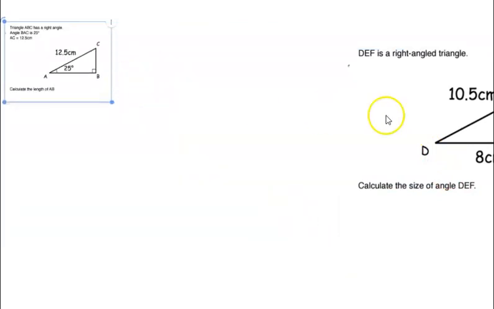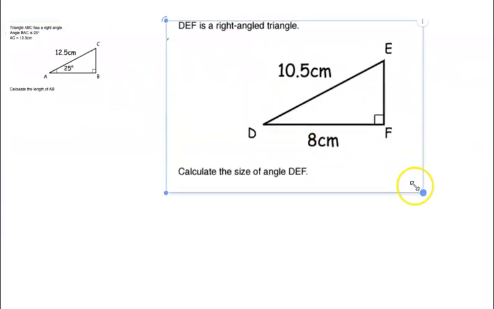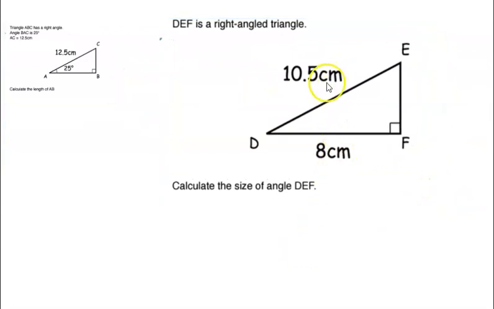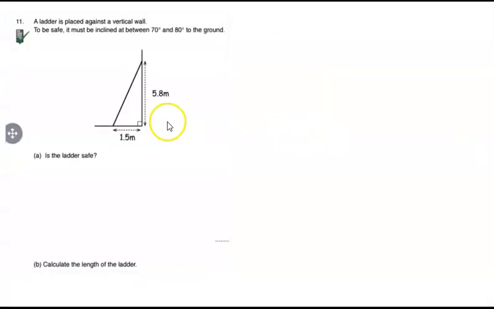Let me move that to the side. I'd like you to try this question as well. Here you are asked to find the angle, this angle DEF. What is angle DEF? You start from D, go to E and F. DEF is actually this triangle. The questions are sometimes like this.